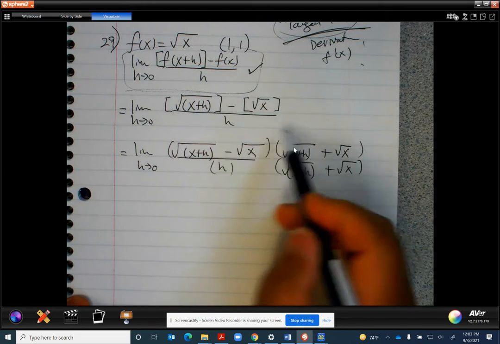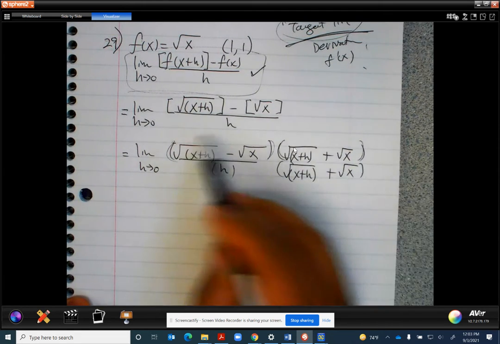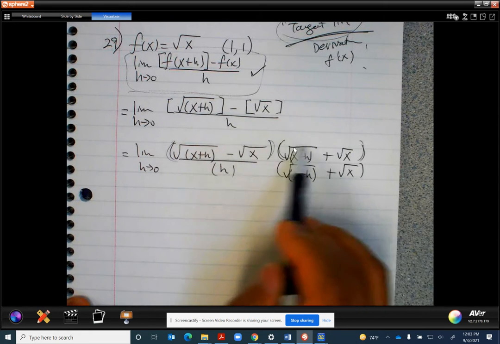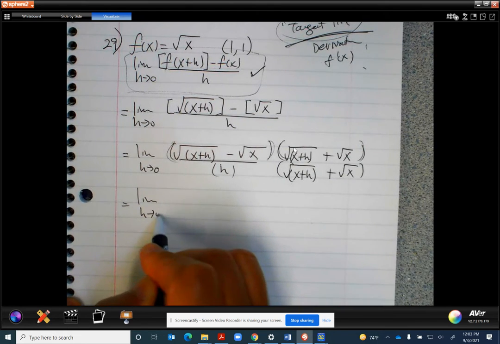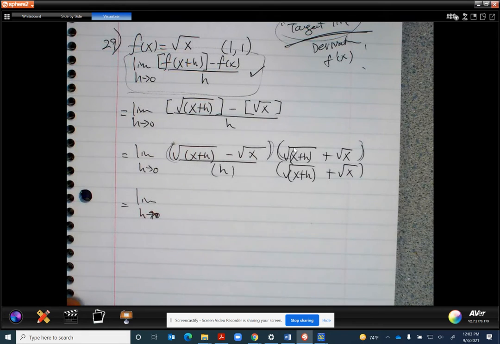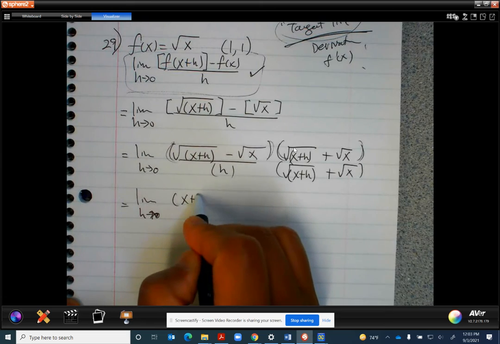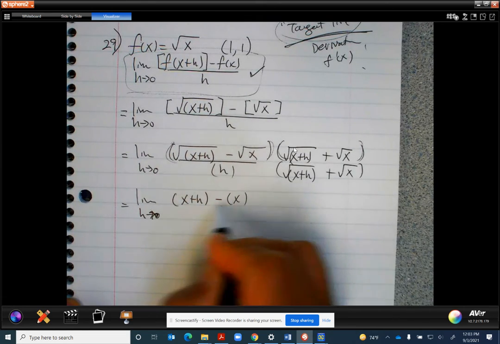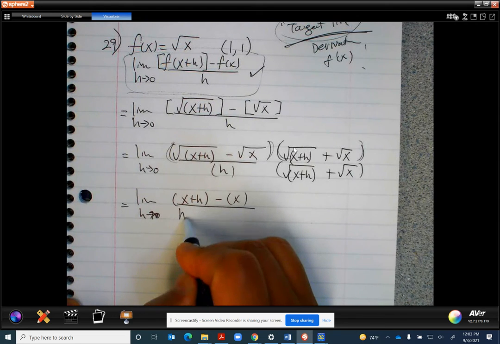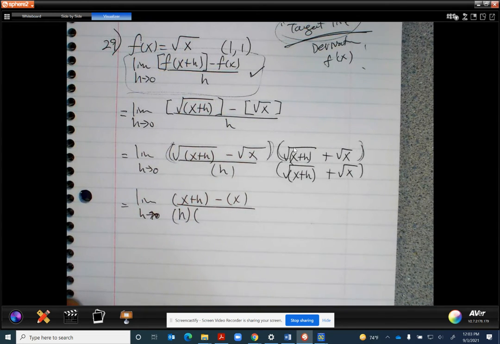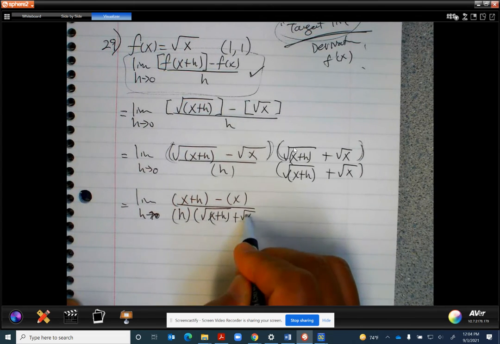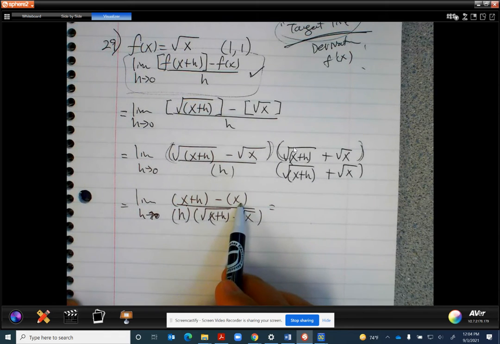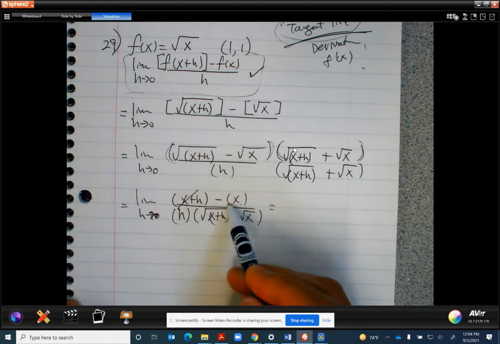Again, can you FOIL the top? Learn how to FOIL this in your head. You can do it. I'll give you 10 more seconds. Did you FOIL that in your head? Yes. What is it? It is x plus h minus x. Excellent. Over, what do we have? h times, remember I told you not to multiply it out, square root of x plus h plus square root of x. What happens on the top? x cancels out. What do you have left over?